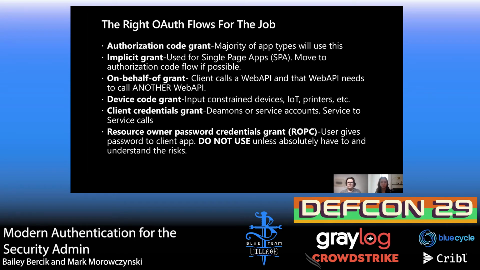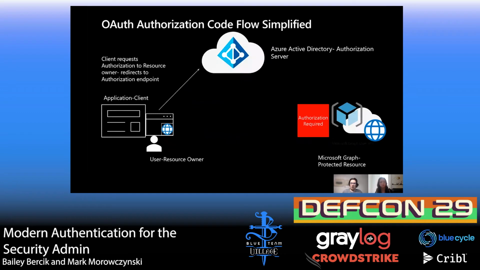So let's take a look at what this actually looks like from an authorization code flow. So we have those same resources that we just showed you before, right? We have our user, who's the resource owner. We have the application, which is considered to be the client. We have that protected resource, which is the Microsoft Graph. We have our authorization server. In our case here, this is going to be Azure Active Directory, but this could be Okta, Google, any other type of identity provider that does OAuth.